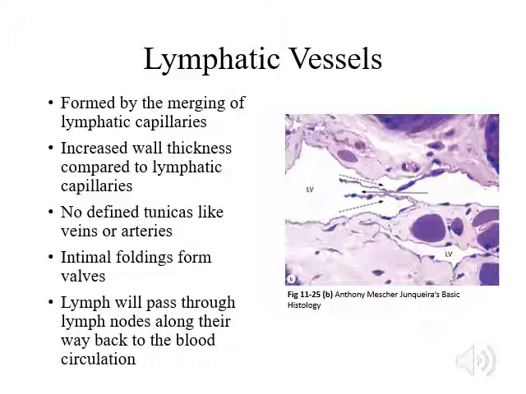The lymphatic capillaries will merge together and give rise to lymphatic vessels. The lymphatic vessels will increase in wall thickness compared to the lymphatic capillaries, but they will never actually establish any defined tunicas like our veins and arteries. They will maintain intimal foldings that will form valves within the lymphatic vessels. Figure 11-25b depicted in this slide demonstrates the very thin leaflets that represent the valves within the lymphatic vessels, and they are composed simply of endothelial cells on each side. The lymph will pass through the lymph nodes as it makes its way back to the blood circulation.